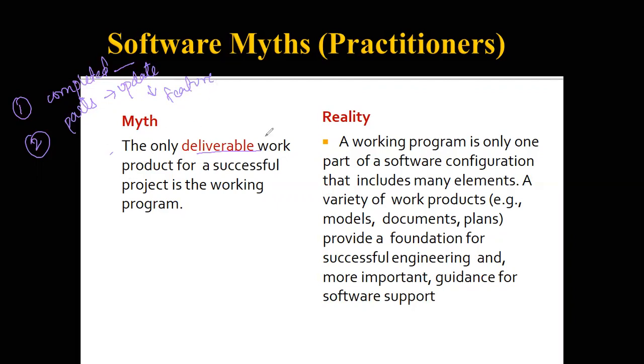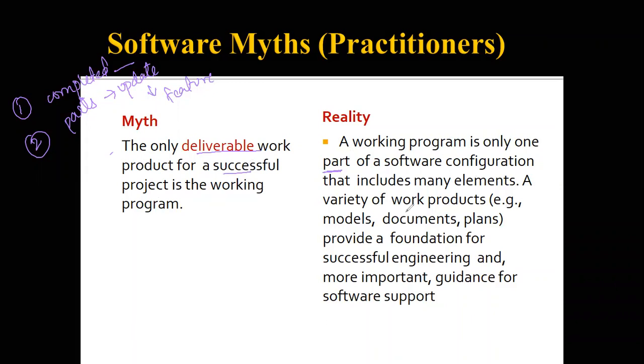So in here, the myth is, the only deliverable work product for a successful project is the working program. This is a myth. That is, you're going to calculate whether the project is successful or not, you get to know by the working of the program. It states that. The reality is, a working program is only one part of the software configuration. That is, you cannot just judge the entire software based upon one component.